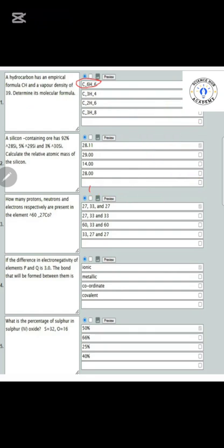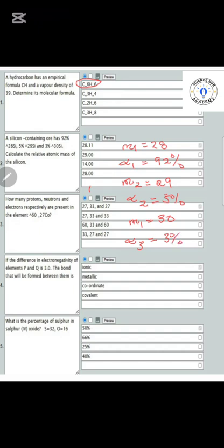Now the second question. A silicon containing ore has 92% 28 silicon. So our M1 there is equal to 28, and our alpha 1 is equal to 92%. Right? And 5% 29 silicon. So our M2 is equal to 29, which is the atomic mass, and then our alpha 2, relative abundance of isotope 2, is equal to 5%. Then our M3 is therefore equal to 30, and our alpha 3 is equal to 3%.